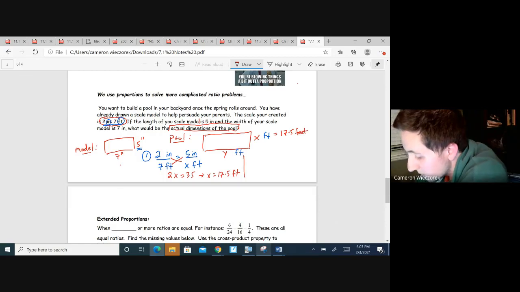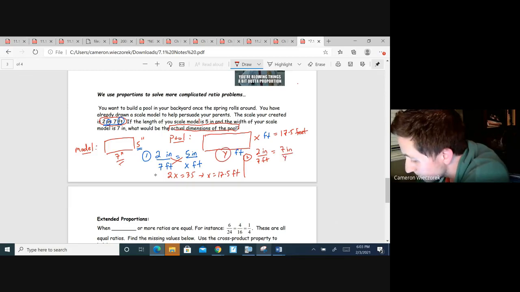And then I'm going to do the same thing for the 7 inches. So number 2, again, I use my scale that I created, 2 inches to 7 feet. This time I want to know what 7 inches would be. That's going to correspond to y feet. So I cross multiply again. 2y equals 7 times 7 is 49. Dividing by 2, this would give me 24.5 feet.